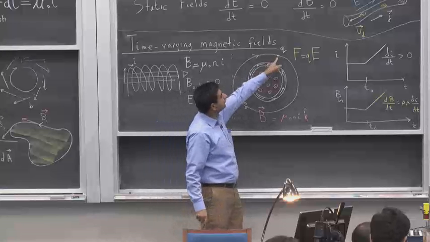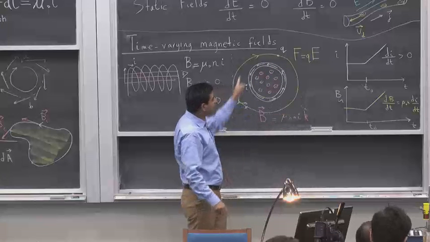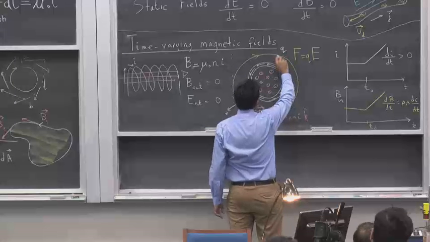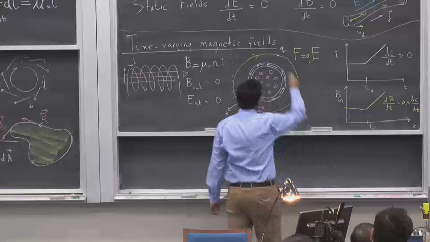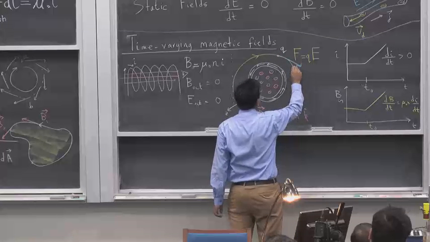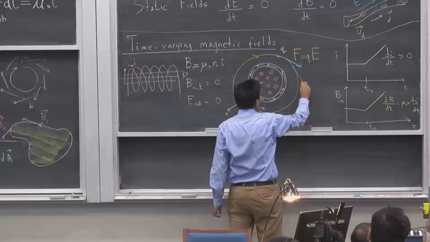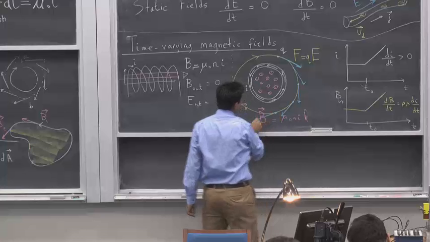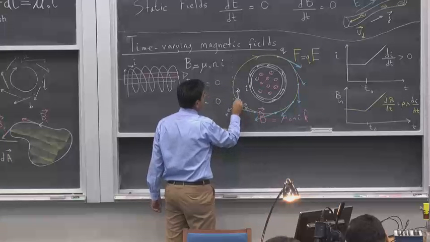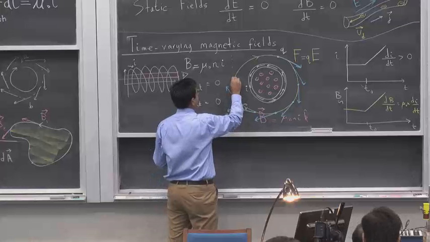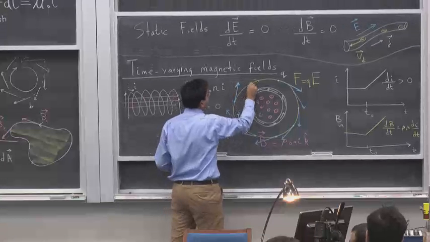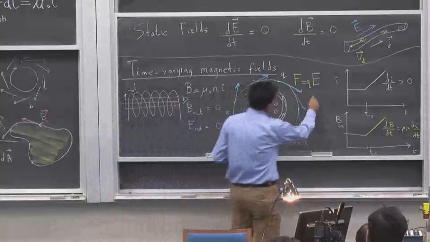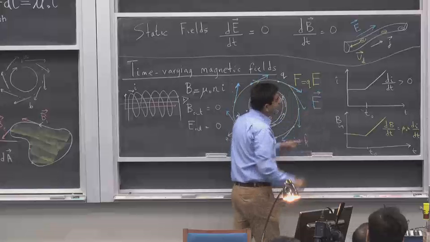Now if this charge is outside the solenoid, it's going to experience a force, and if you look at the direction of this force, which is also the direction of the electric field, then this force, or electric field, is going to be tangential to the imaginary circle that I've drawn here. Now this electric field is produced due to a changing magnetic field.